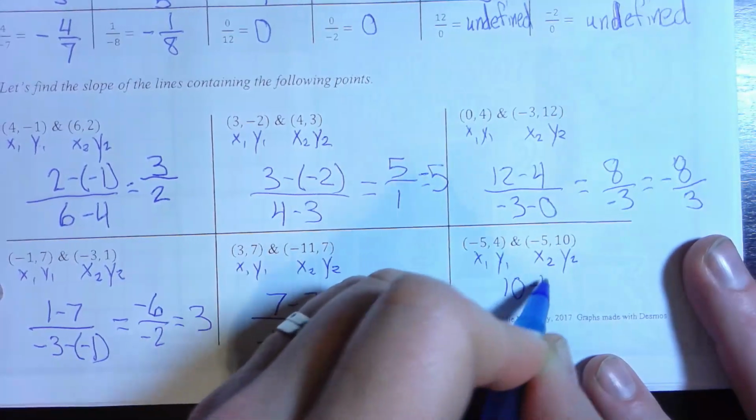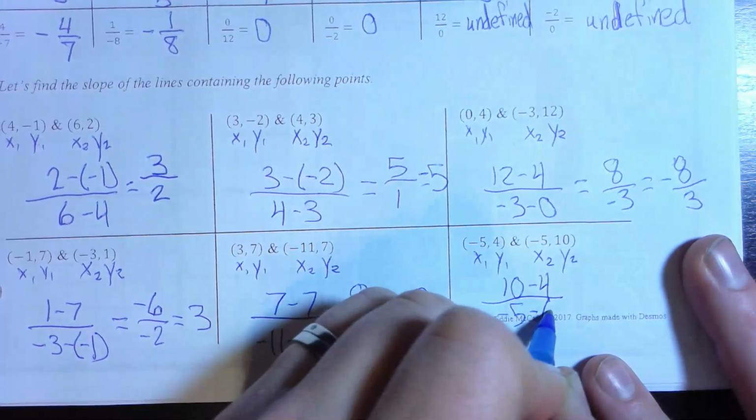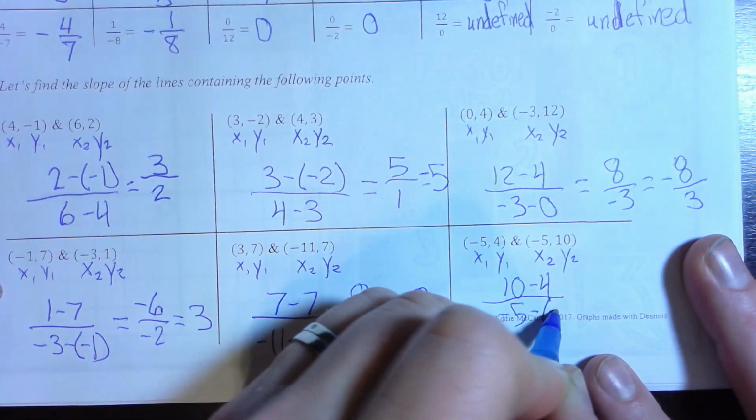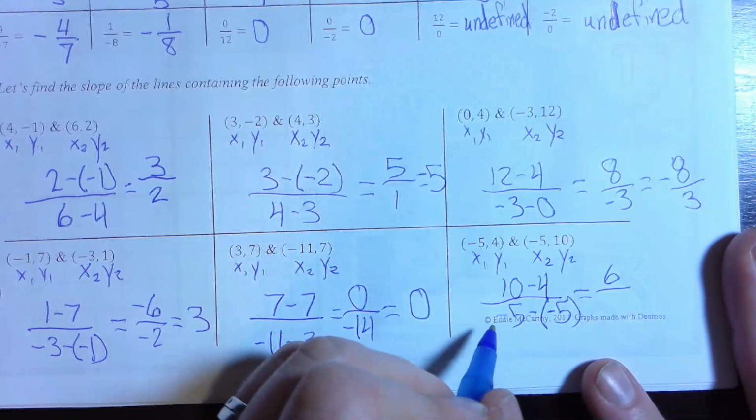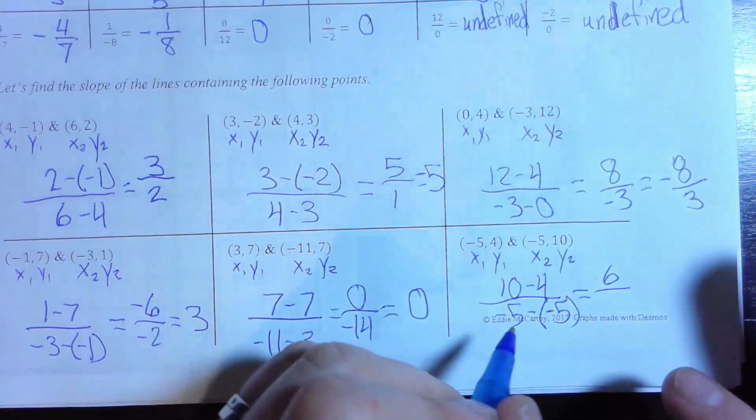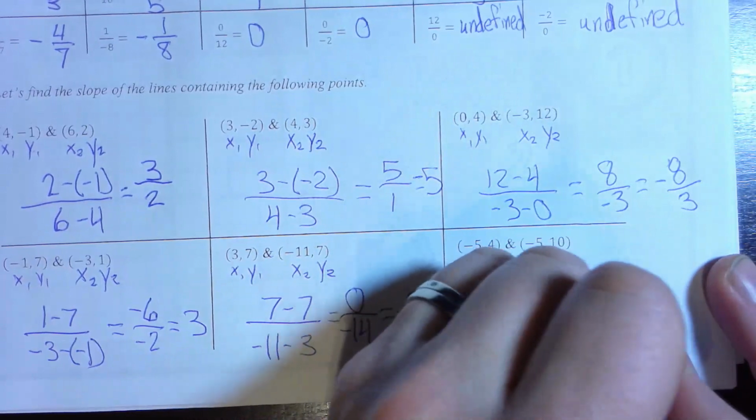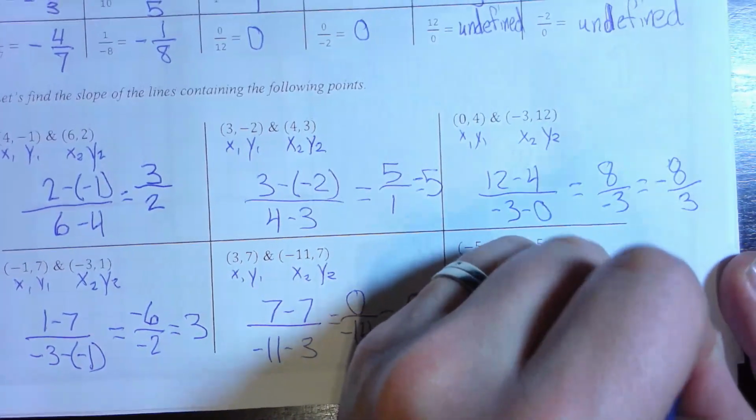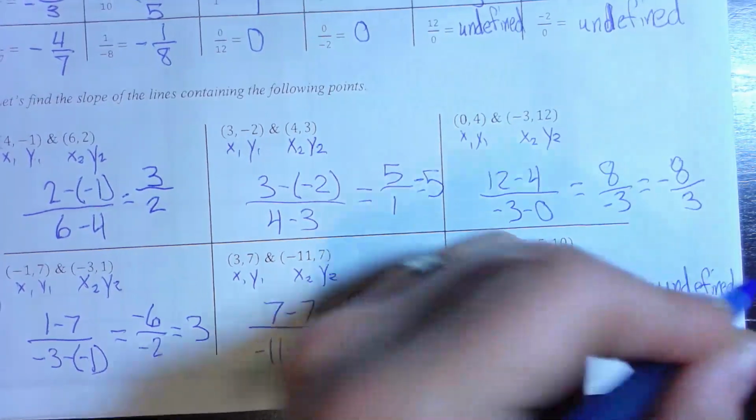10 minus 4 divided by negative 5 minus a negative 5. This is 6 divided by negative 5 minus a negative 5, which is the same as negative 5 plus 5, which is like 5 minus 5, which is 0, which is undefined. We can't do that. This must be a vertical line, huh?